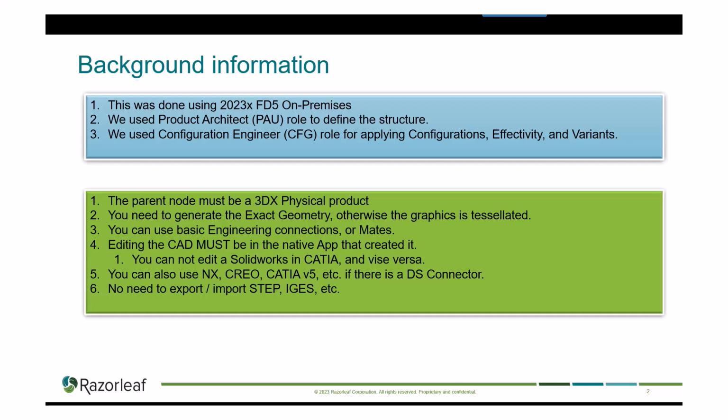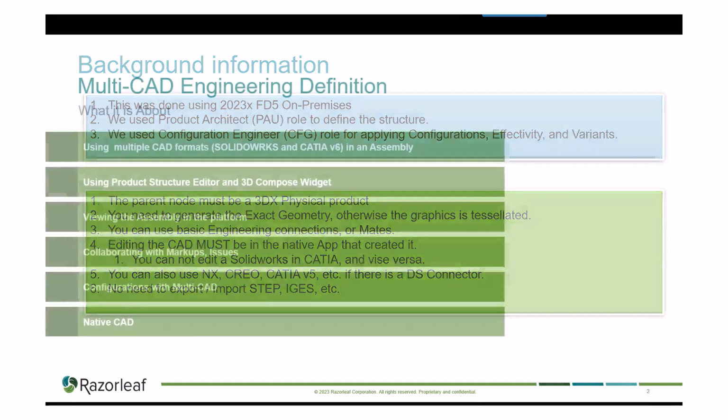You can also use NX, Creo, CATIA V5. You know, if there's a DS connector for it, you can do the same thing, right? So there's no need to export or import STEP, IGES, and things like that. So that's what the connector's for, is so that when you save it through the connector, it creates all the information and entry points into the platform for you.